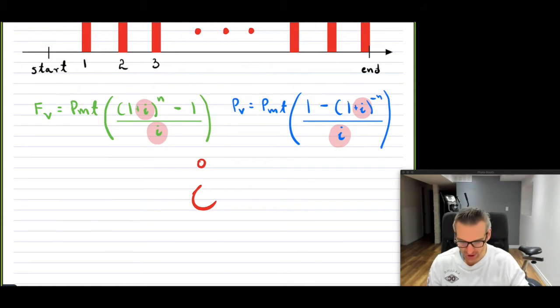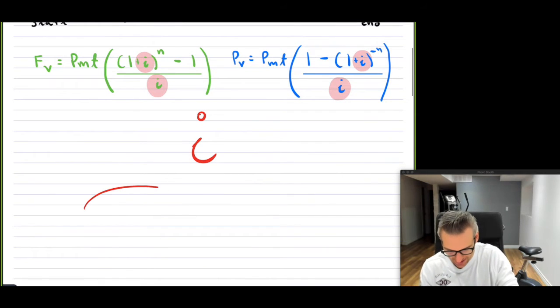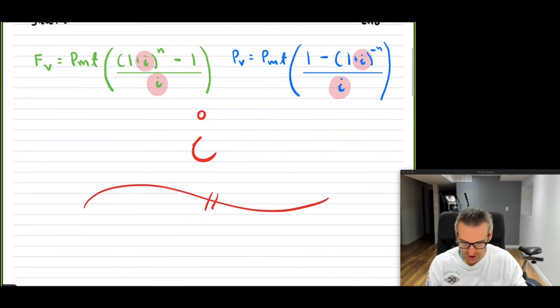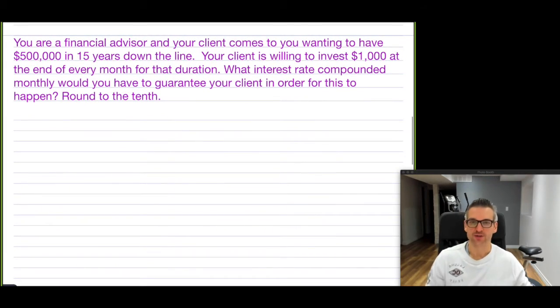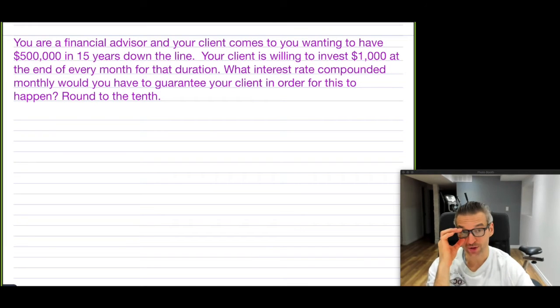So let's take a look here. I have prepared a couple of examples for you, and these are pretty neat examples. We're going to be solving them literally using our business calculator. I'm going to write down all the givens, pop up the calculator, and then we'll see how it works.